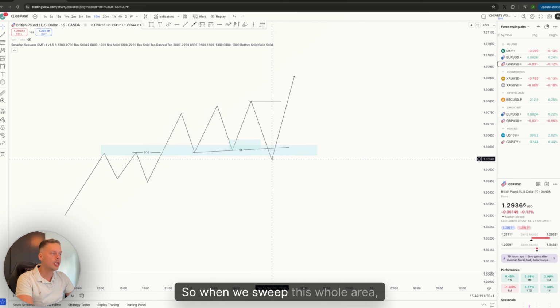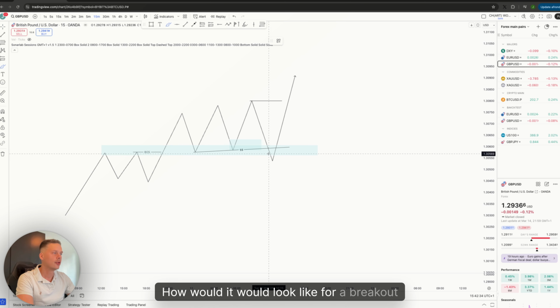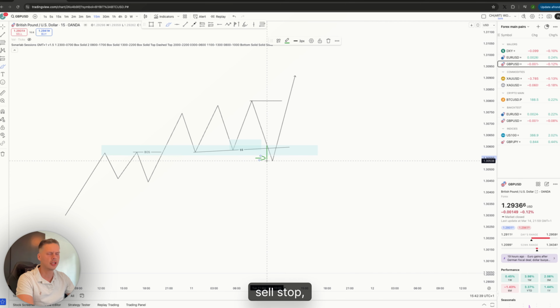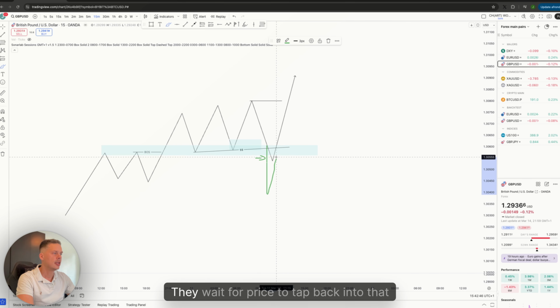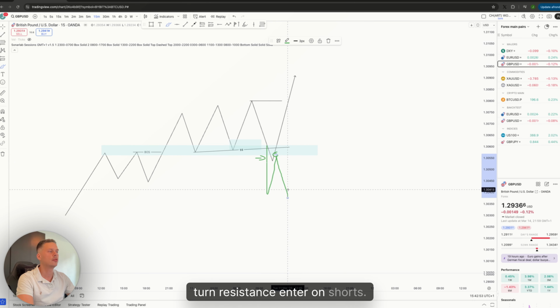So when we sweep this whole area, it's not about the sweep, it's about understanding who's getting into the market. Well, breakout traders, break and retest traders are coming into the market. How would it look like for a breakout trader? Price breaks, buy stop, sell stop, whatever, be activated. They participate on a bearish movement. Then we have break and retest traders. They wait for price to tap back into that resistance zone, right? We have a support flip turned into resistance zone and they enter on shorts.